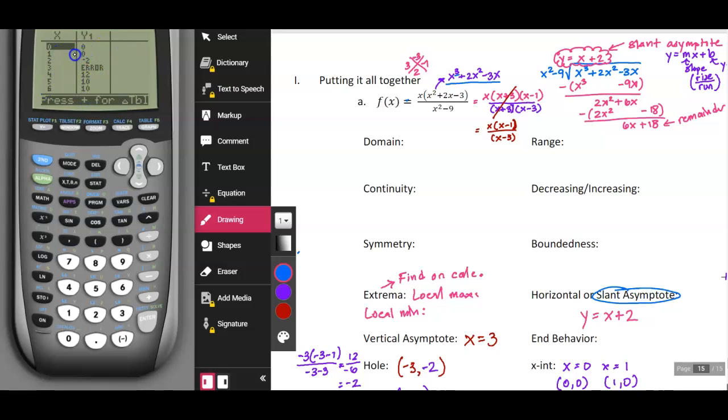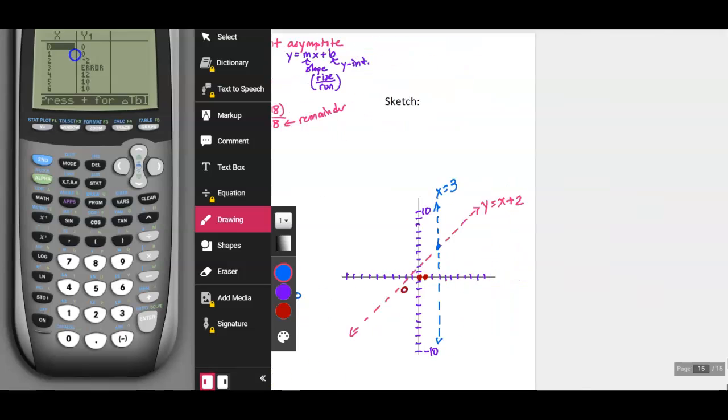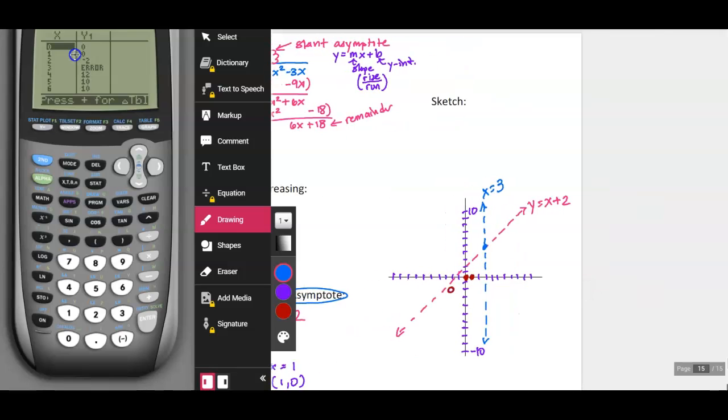So here we have 0, 0. I already have that graphed. We have 1, 0. Already have it graphed. We have 2, negative 2. Did I graph that one yet? Nope. So 2, negative 2 I can put on my graph. Let's do red.